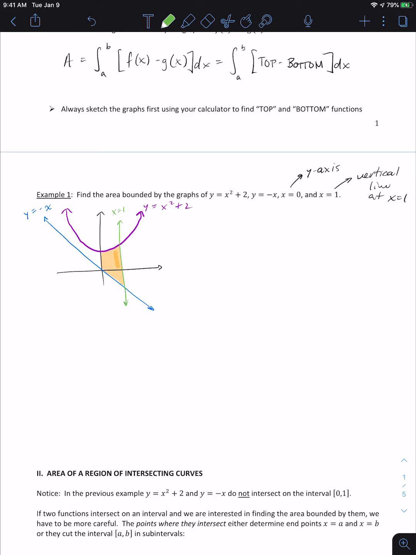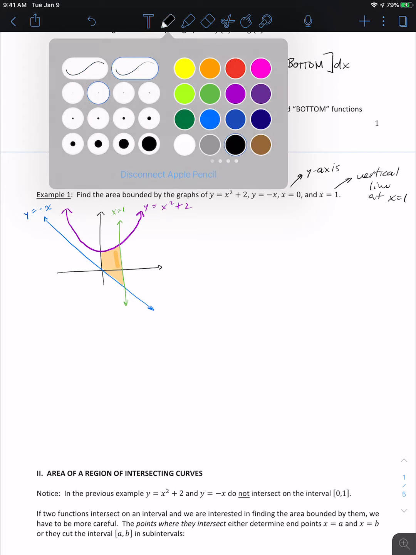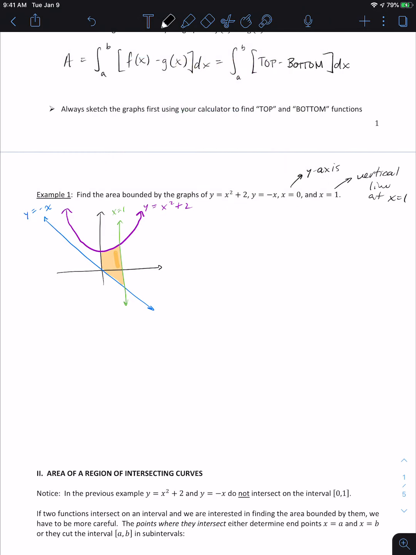Okay, so let's figure out where the A and B values are, where we start and finish. So we start right here. What's that x value? That x value is x equals 0. And where do we end? We end right here, and that's x equals 1. So what does that mean? That means our A equals 0, where we start, our first limit of integration, and our B equals 1. That's where we end.